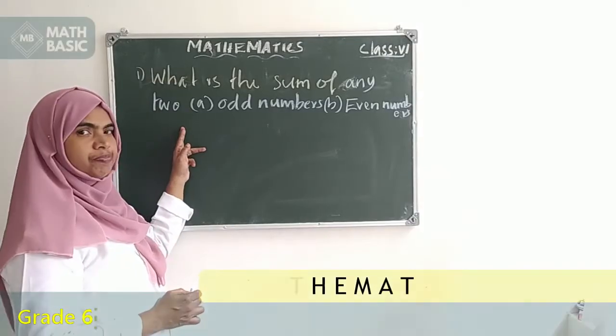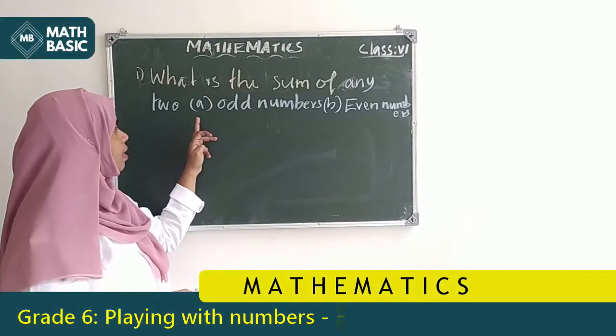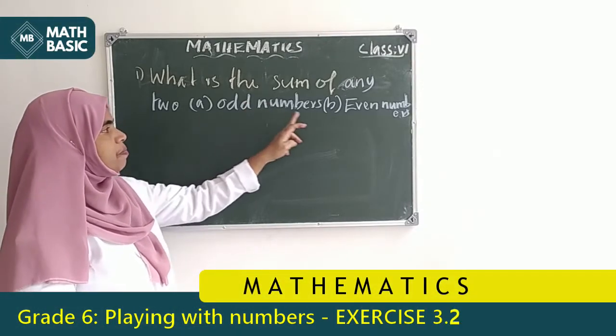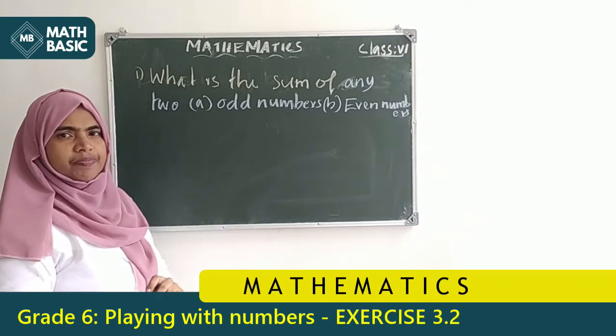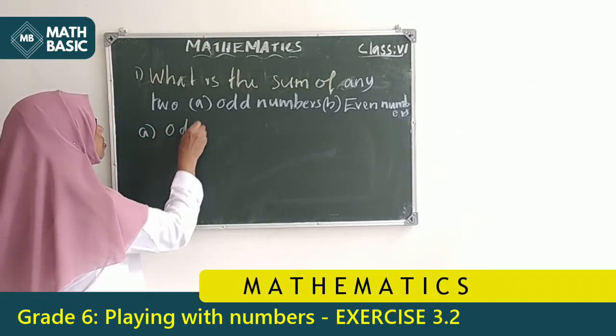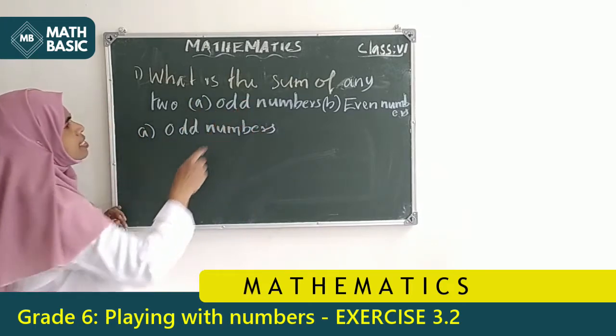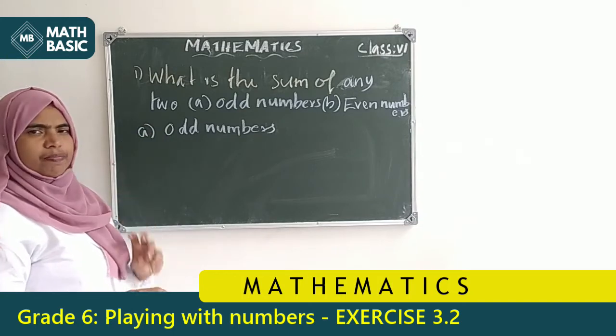First question. What is the sum of any two A. odd numbers, B. even numbers? See first A. odd numbers. What is the sum of any two odd numbers?